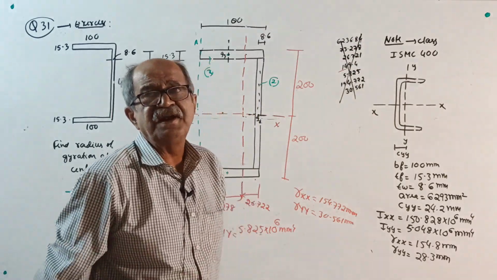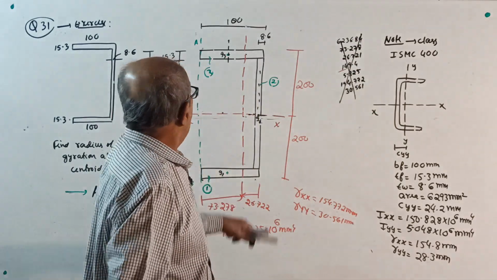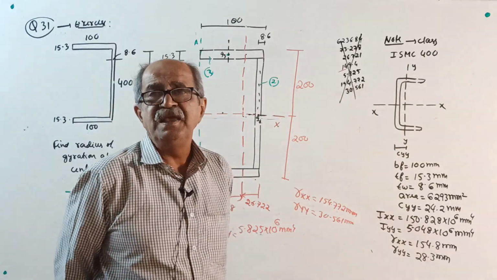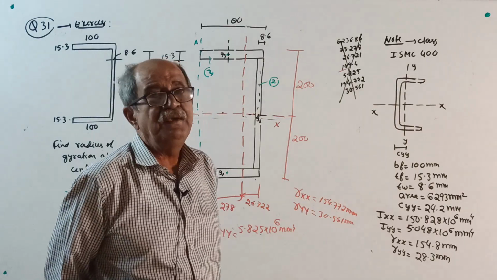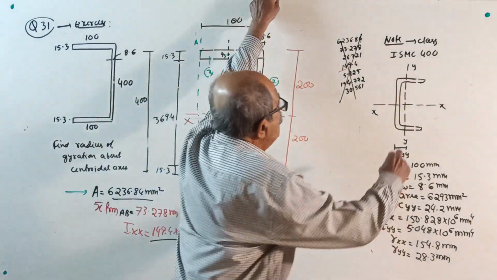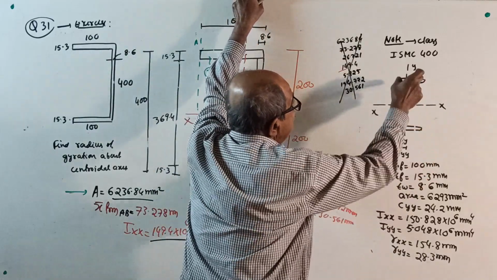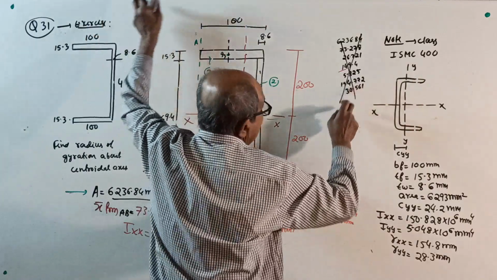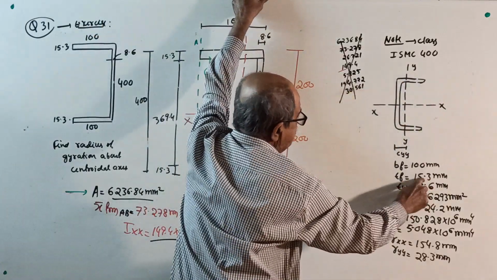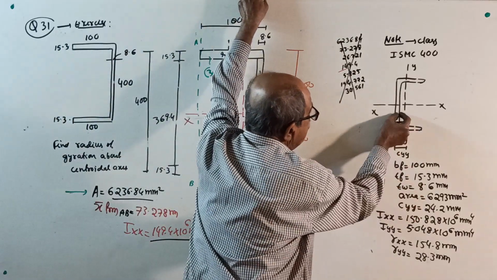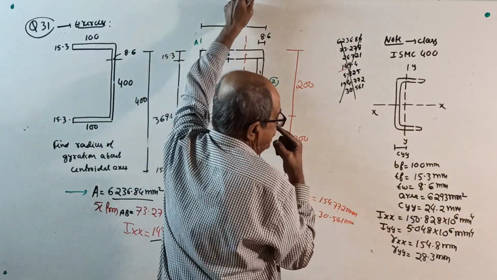Those who are interested in steel structures: this section is a standard section taken from the IS handbook, ISMC 400. That is, total depth is 400, and breadth of flange is given as 100. Thickness of flanges is 15.3. Web thickness is 8.6, yes, he has given 8.6.